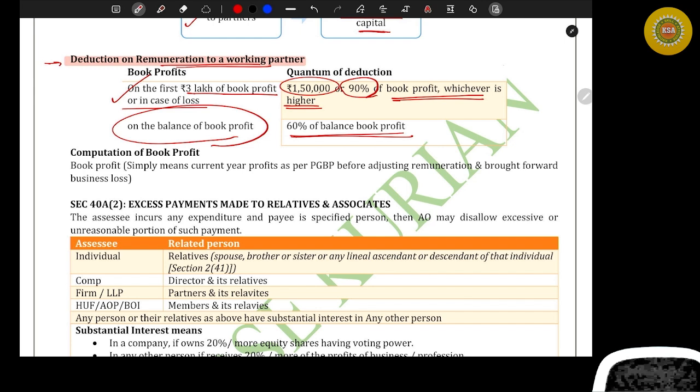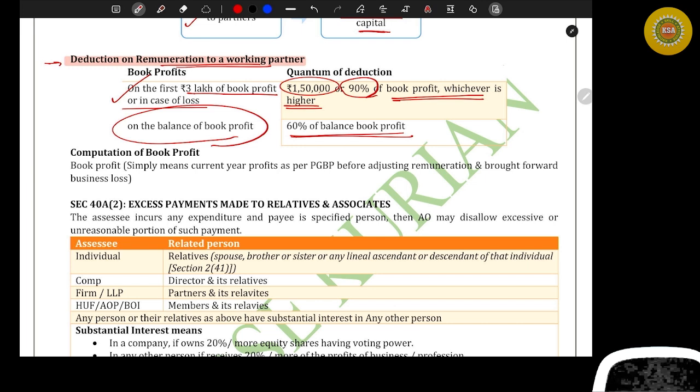You adjust everything under PGBP. You will get one figure. That figure is said to be what? Book profit. On that figure's percentage, you have to compute the ceiling limit. And that is the deductible expenditure under 40B. Is that clear?